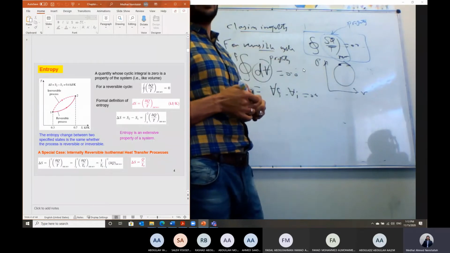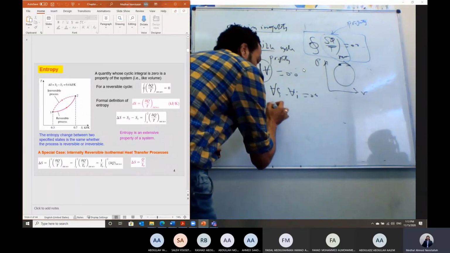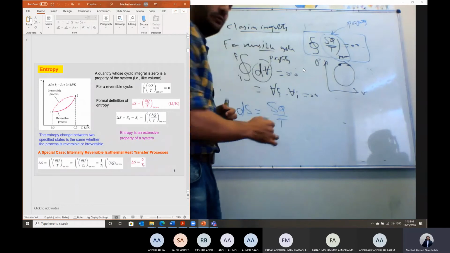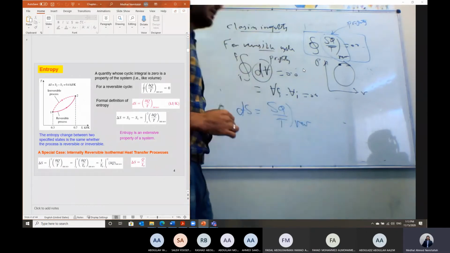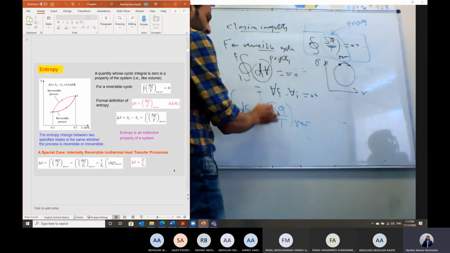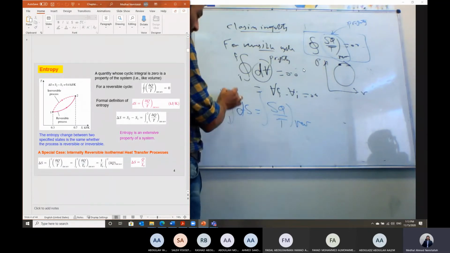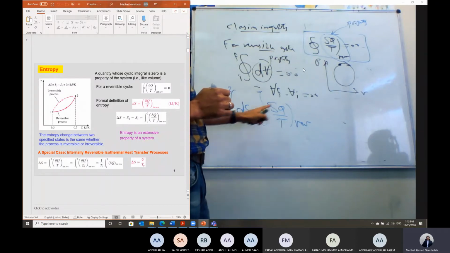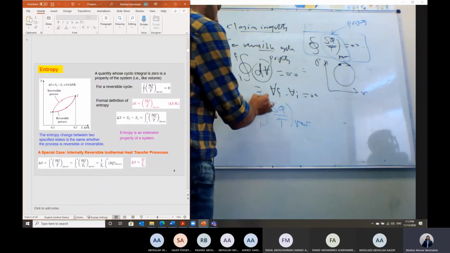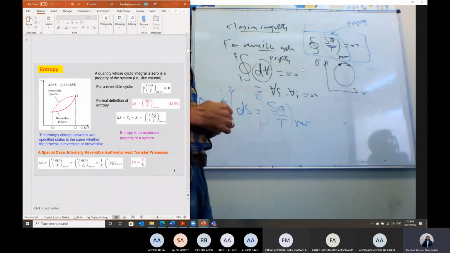Clausius was the first one to define the property entropy, and he defined the property entropy delta S as equal to delta Q over T, under the condition that this process is a reversible process. Or we can do the integration of this to get the total change of entropy, delta S, which is S2 minus S1 for any process from 1 to 2. Delta S will equal the integration from 1 to 2 of the term delta Q over T. But what is the condition? The process should be reversible in this case.